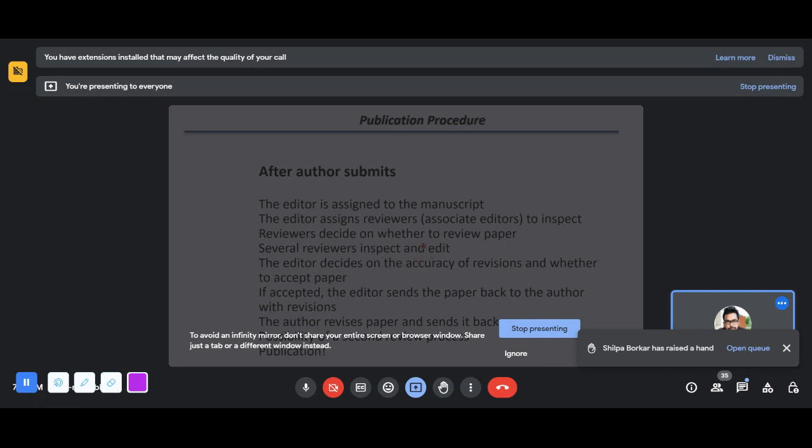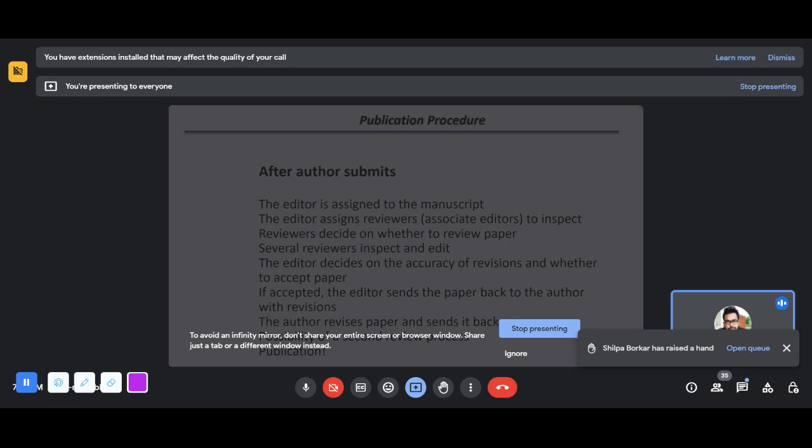So let's say three reviewers are there now. One reviewer has given rejection, and the other two have given major revision. Okay, now it will be totally dependent upon the editor. The editor will now decide.